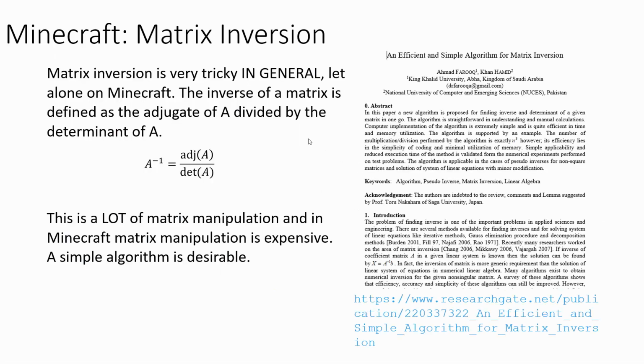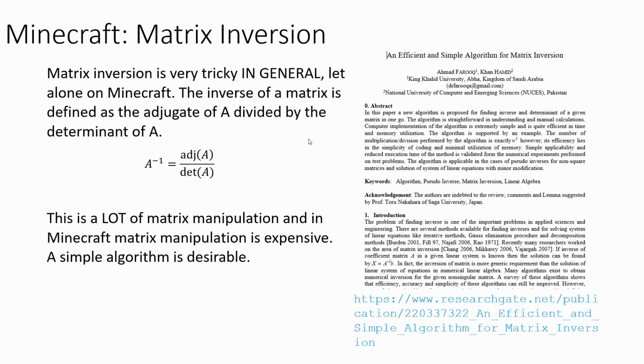So now we get to the tricky part of matrix inversion. How are we going to do the inverse of A times Z? Well, the inverse of A is defined as the adjugate of A divided by the determinant of A. Maybe you don't know what adjugate and determinant mean, but what it means is a lot of matrix operations, a lot of matrix access, and it's going to be expensive. It's going to be hard to do. So we want to go for the simplest algorithm possible.